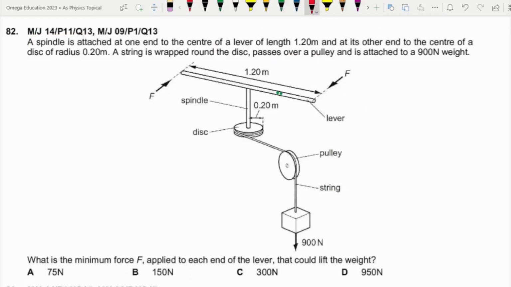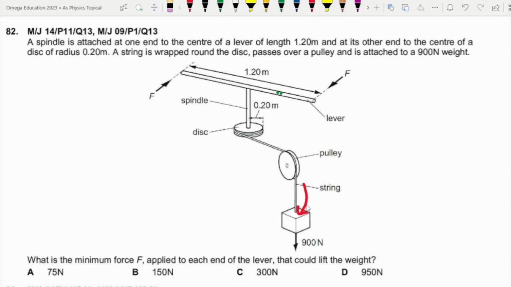And for this one, let's skip through the description and have a look at the diagram. What is the minimum force F applied to each end of the lever that could lift the weight? You'll be able to lift the weight only if the moment of force clockwise equals the moment of force counterclockwise. This is the main concept here, the same one in simple words.